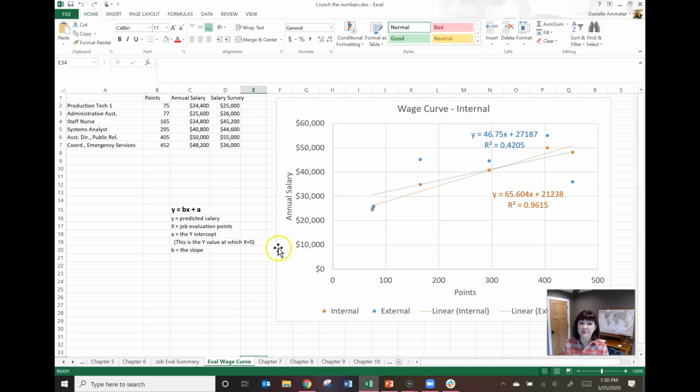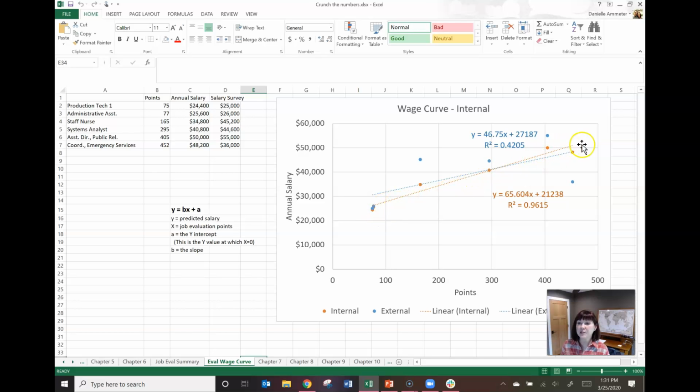This is our annual salary. So that's both our internal annual salary, how much we pay, but also the external annual salary. What is the market paying? So internal are the orange dots, external, the blue dots. All right. So these are regression lines calculated in Excel.